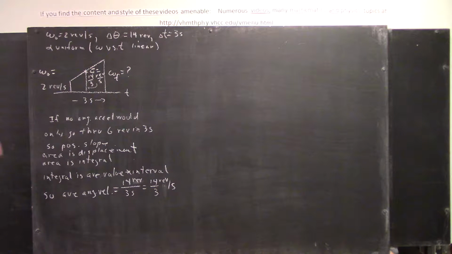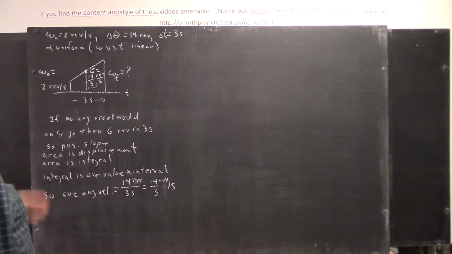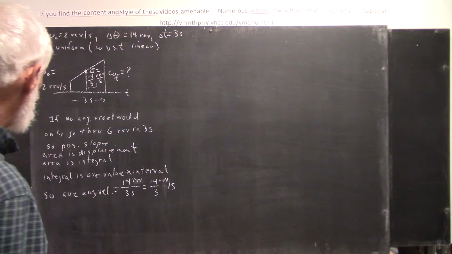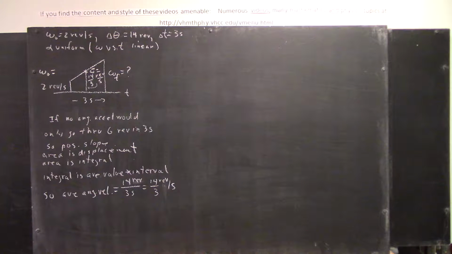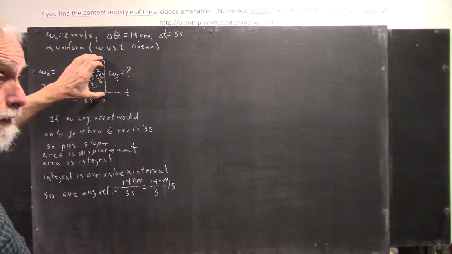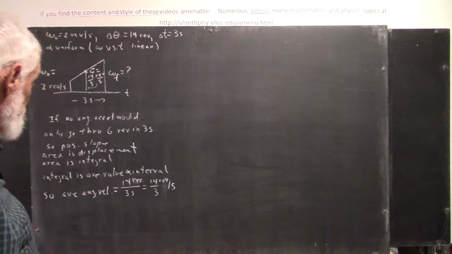Okay, well, we know that because if there was no angular acceleration, it would continue moving at 2 revolutions per second for 3 seconds. It would go through 6 revolutions. That's very obvious, something you should probably immediately think of. So you know that since it goes through 14 revolutions, it has to be speeding up. That's going to give you a positive slope on your omega versus t graph. So what other details do we know? We don't know omega f. That's a question mark at this point.